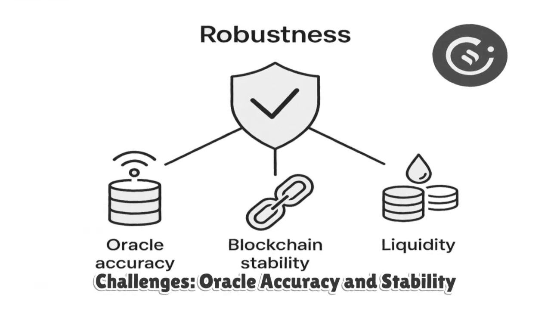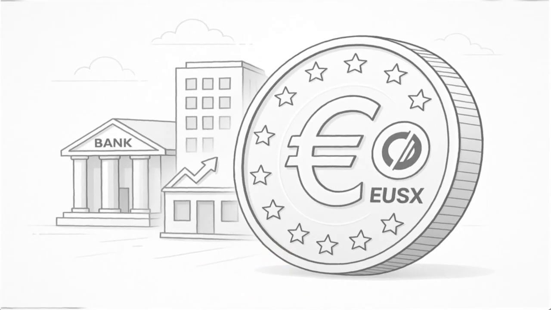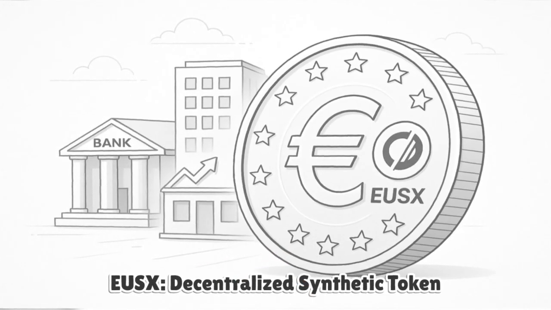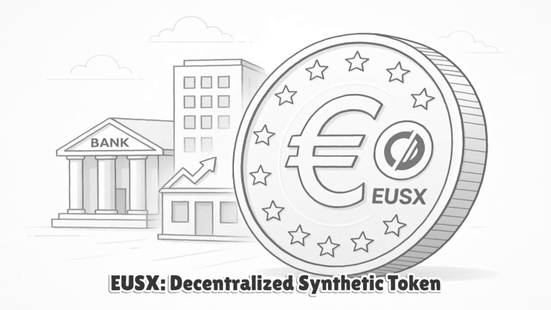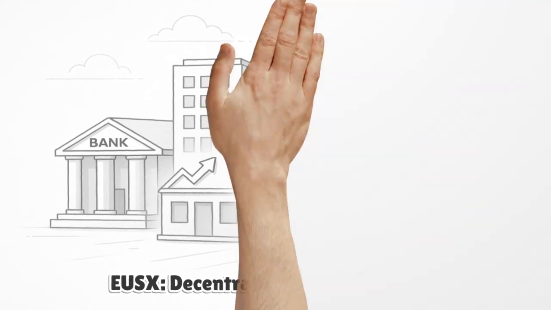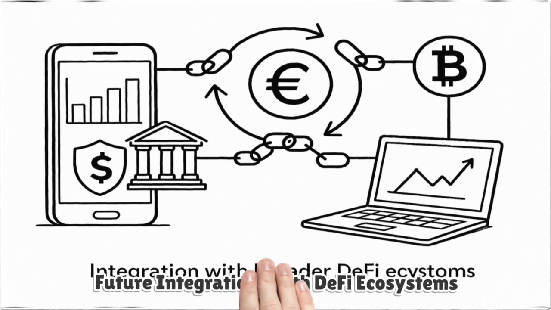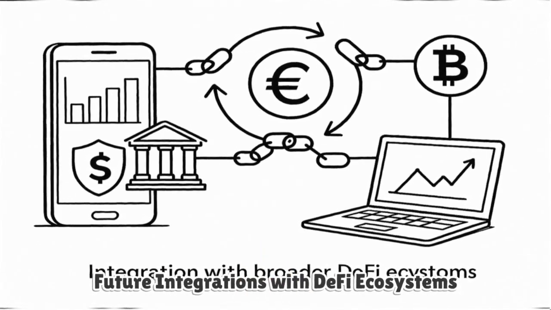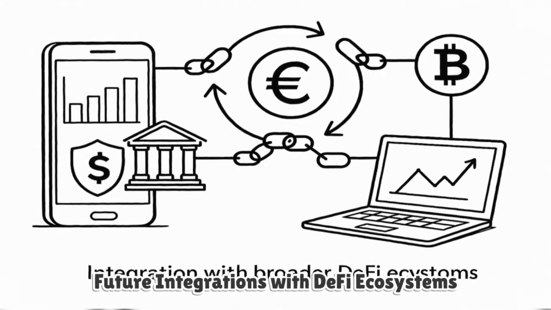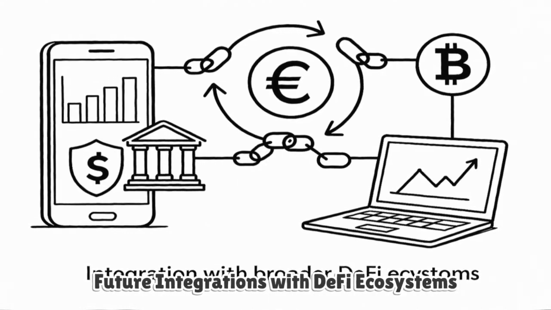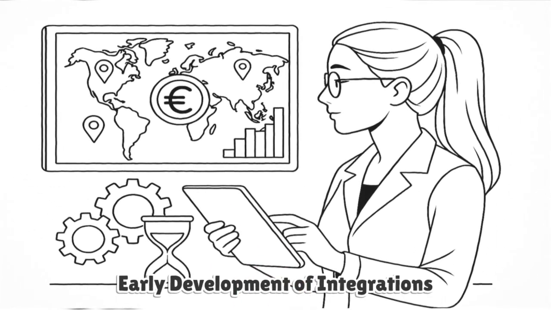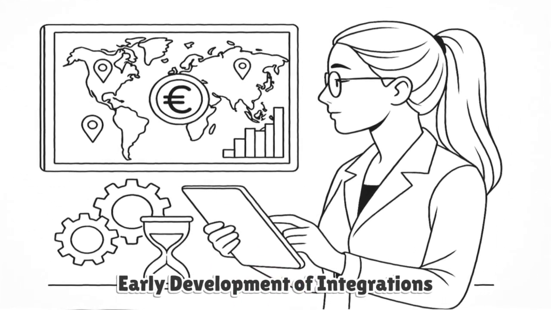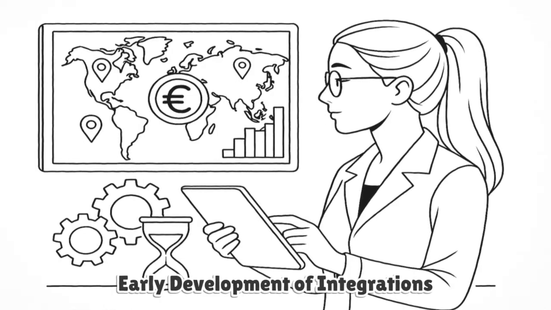eUSX is designed to function primarily as a decentralized synthetic representation of the euro, which can be used in lending, borrowing, and trading within the Solstice environment. The project also hints at future integrations with broader DeFi ecosystems, offering the possibility that synthetic euro liquidity could be used across multiple chains or platforms. Still, these integrations appear to be in early development stages, and the extent of cross-platform adoption has not yet been established.